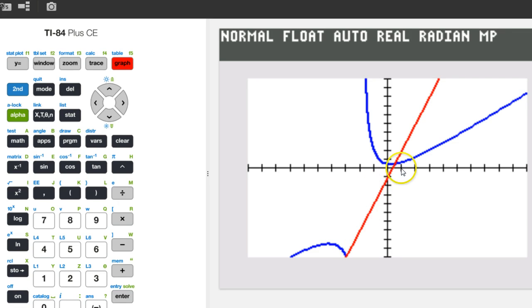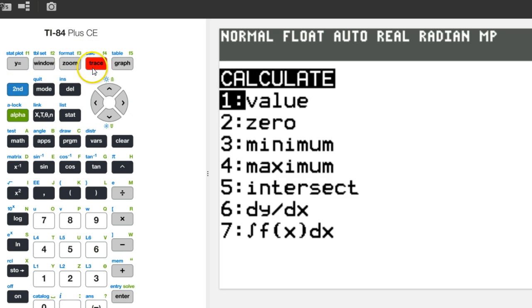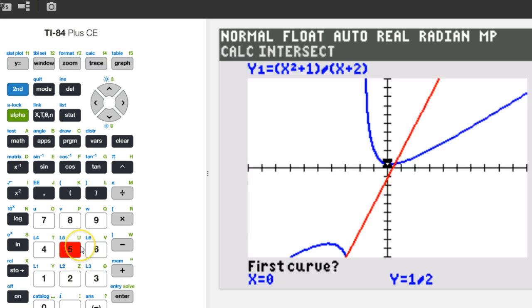Now I seem to have two intersection points. I see one about here, and then there's one just about here. So to find the point of intersection, I will hit second trace to get to the calculate menu. And in here, option number 5 is the intersection function. So I'll just type 5 to access it. My cursor is here. I'm going to move over a little bit to get very close to the intersection point. Once I'm very close, I will just hit enter 3 times.